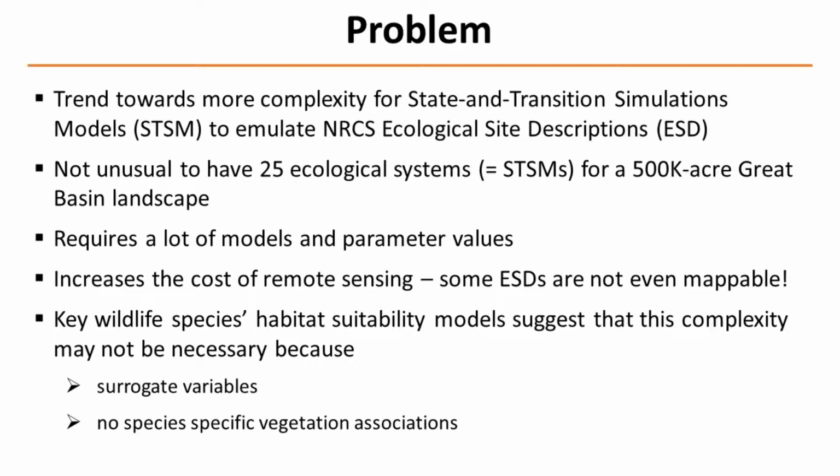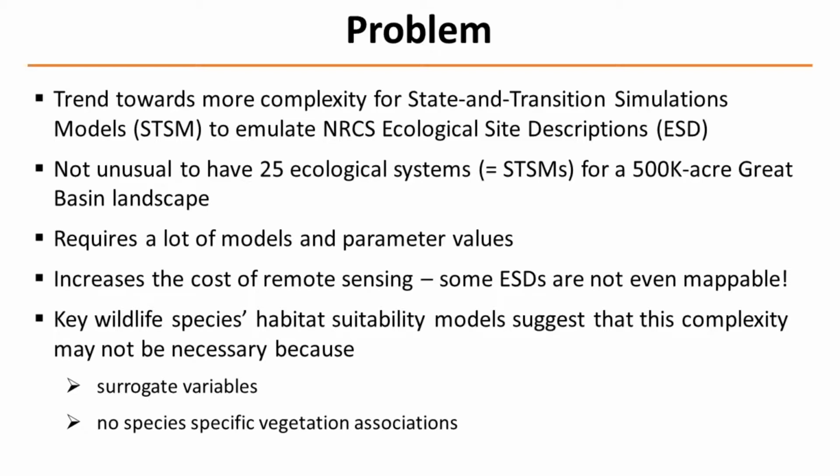So I'm trying to go in the other direction. I don't want to go towards greater complexity. I want to go away from it, although I'm a geek and I love complexity and detail. For us, it's not unusual in a 500,000 acre landscape to have 25 to 30 ecological systems. It's not unusual at all. We always have 2 different kinds of aspen models. We have 10 sagebrush systems and all that. The problem is that you get a lot of models and you get a lot of parameter values.